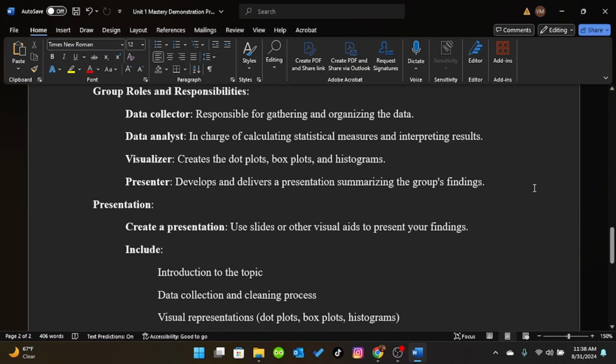Now, most of your groups should be 3 or 4 people. It's good to have roles. Everyone needs to understand how to do everything. When I come around and I'm checking in with your group and I'm asking questions, I'm going to want to make sure that everyone in the group knows how to draw the dot plots, box plots, and histograms.